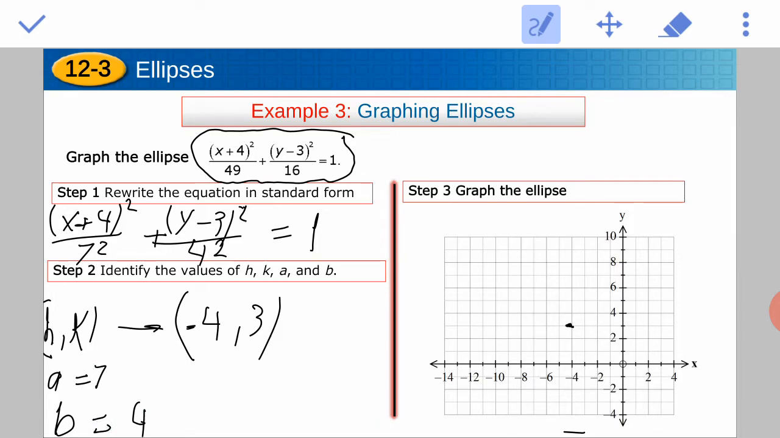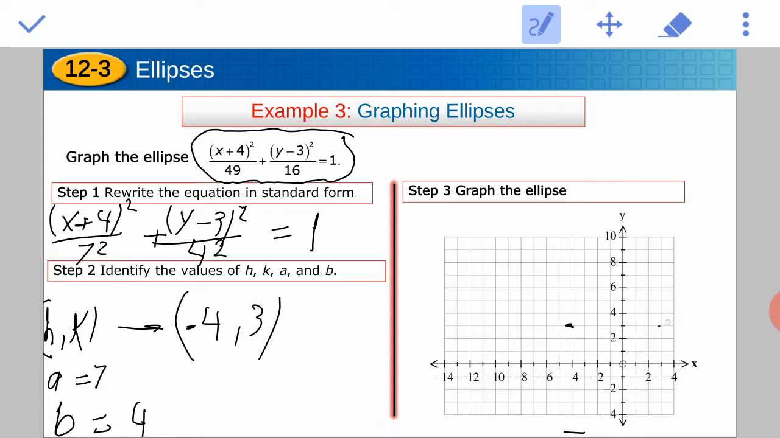It means this ellipse is going to be horizontal, the major axis is going to be horizontal. To figure out the coordinates of the two vertices, you need to take this a and add it to the -4 one time. So that is a horizontal translation of 7 units to the right, starting from -4. It leads us to stop at 3.